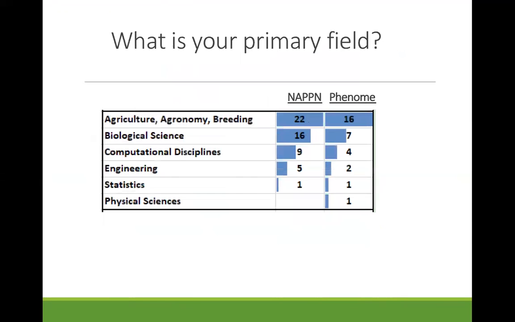Not surprisingly, given that this kind of grew out of biology and agriculture, and Phenome is based on plants, we have an awful lot of agriculturalists, plant breeders, plant biologists, and then it rapidly drops off from there. Thinking back to that flower diagram, the ones on the lower end of this scale certainly need to be bumped up, and we need to figure out ways to engage a much broader set of disciplines.